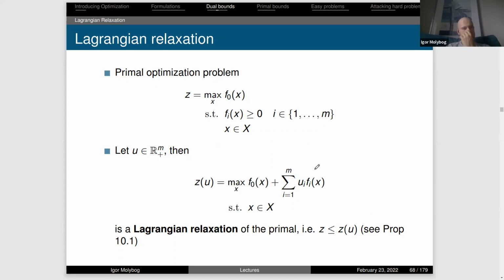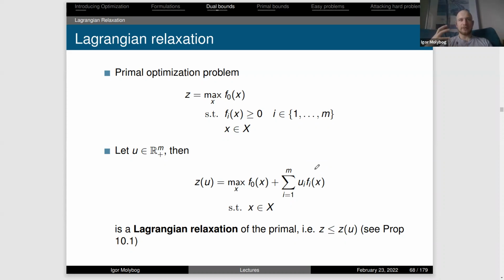So the next step that we have taken towards the formulation of the dual bounds is the so-called parametric relaxation. It's an optimization problem with a parameter in it. Basically, you can think about it as a set of problems, where each problem is defined by a value of the parameter, and the values of this parameter belong to some set.